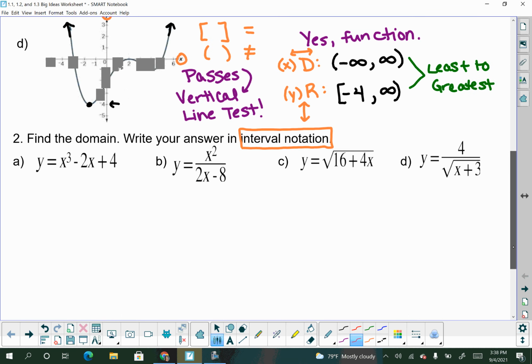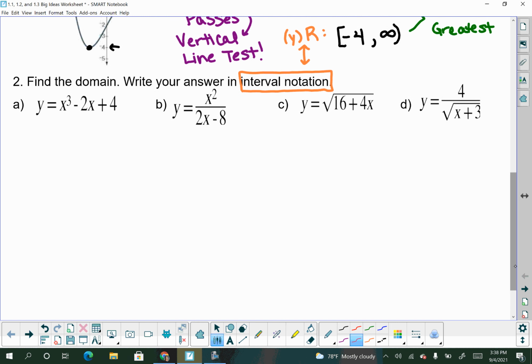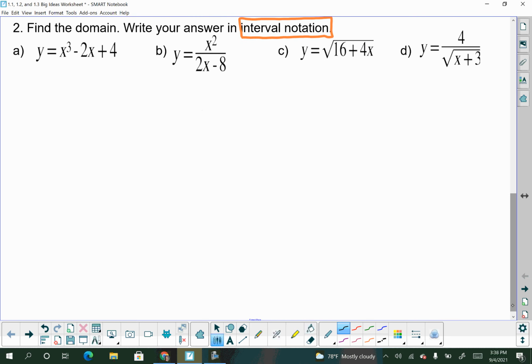Okay. Let's move down to number 2. Number 2 says find the domain and then write your answer in interval notation. When you're finding the domain, you want to think about restrictions. And I'm going to put these at the bottom here. Domain restrictions. There's two different kinds of restrictions that we might see in our functions.